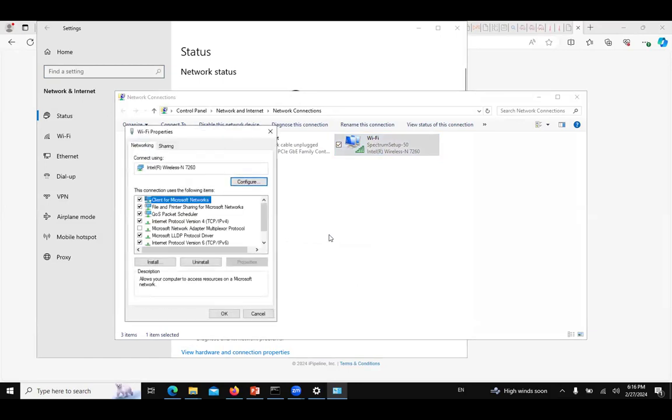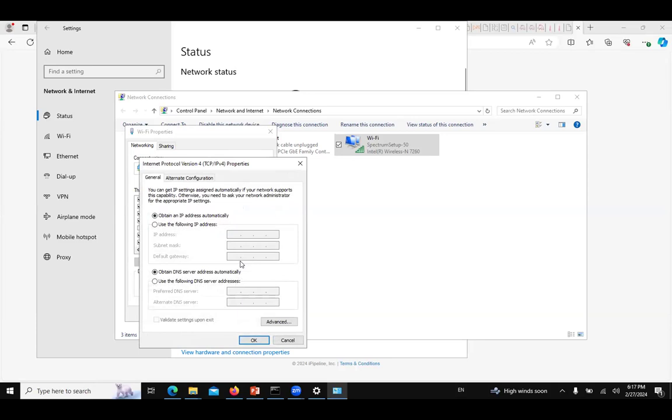Here you can see IPv4, TCP/IPv4, the fourth item from the top: 1, 2, 3, fourth item, Internet Protocol Version 4. Yes. Properties. Now, can you see that? If you say use the following IP address, can you see that option? Yeah. Obtain an IP address dynamically. Don't say okay now. Click that one. You can choose that one.